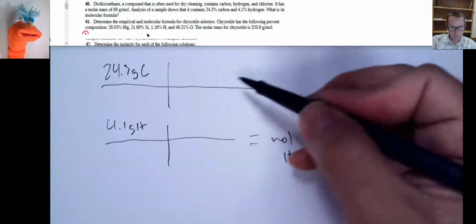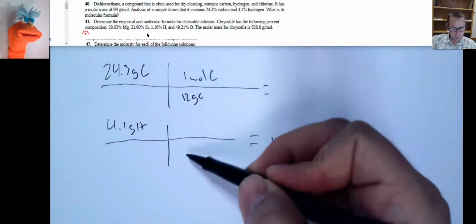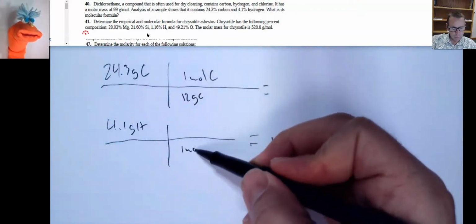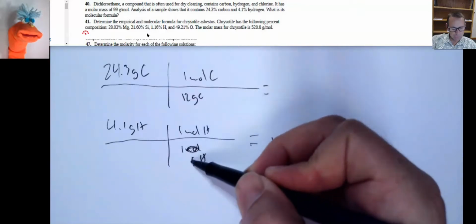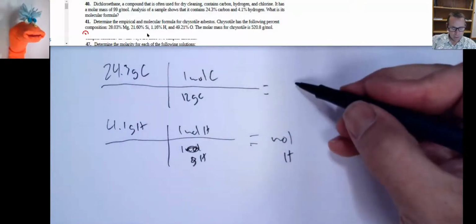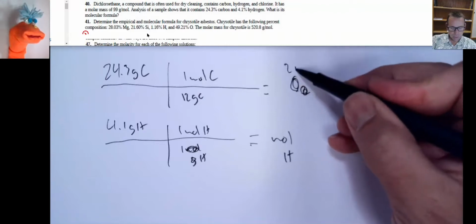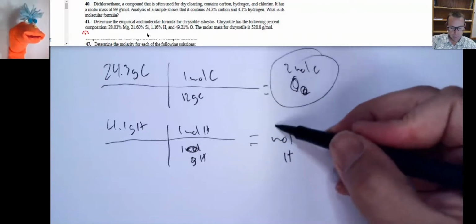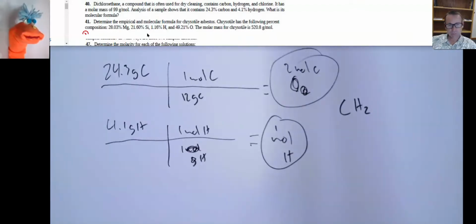And then 12 grams of carbon for every mole of carbon, 1 gram of hydrogen for every 1 mole of hydrogen. So 24.3 divided by 12, that's going to be 2, right? Pretty close. 2 moles of carbon, 4 moles of hydrogen. So CH2 so far, right? Now we got to do chlorine. Yeah, we got to do chlorine.